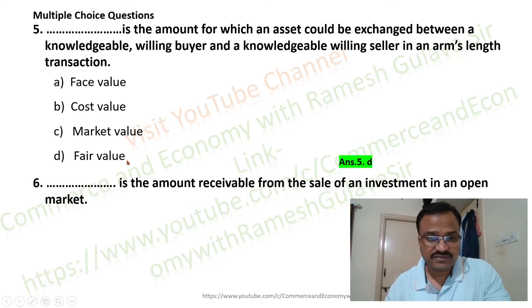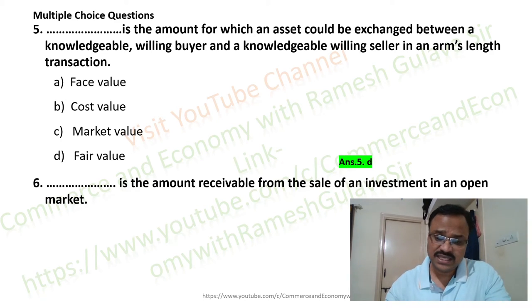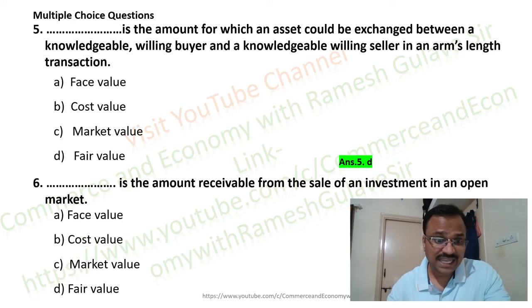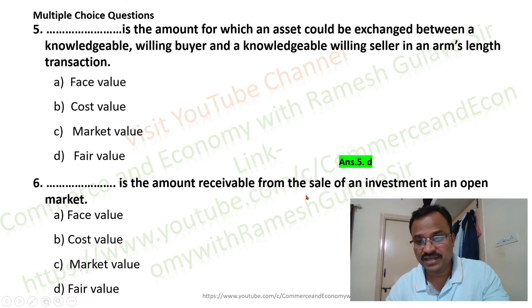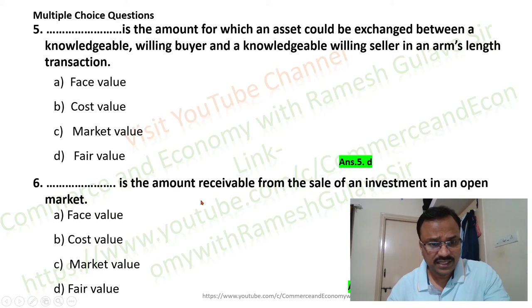Let us move on to the next question, and it says dash is the amount receivable from the sale of an investment in an open market. Okay, so agar hum open market mein investment bechte hai to hame jo amount milta hai use kya kehte. So it is known as market value, right? Market value is the amount receivable from the sale of an investment in an open market. Okay, so for question number 6, option C is the right answer, that is market value is the amount receivable from the sale of an investment in an open market, right?